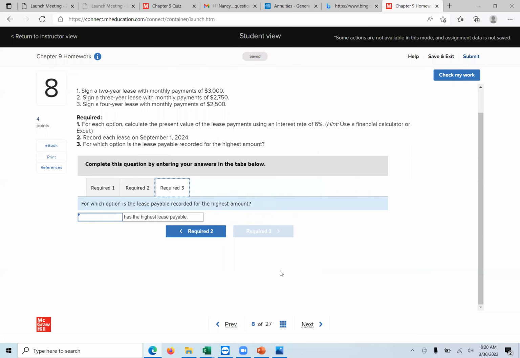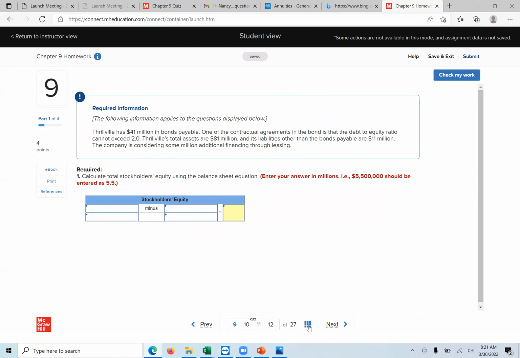Then, which one has the highest lease payable? It was the third option, had the highest. We would want the lowest if we are the one paying the lease. Any questions on that before I move on? Next.